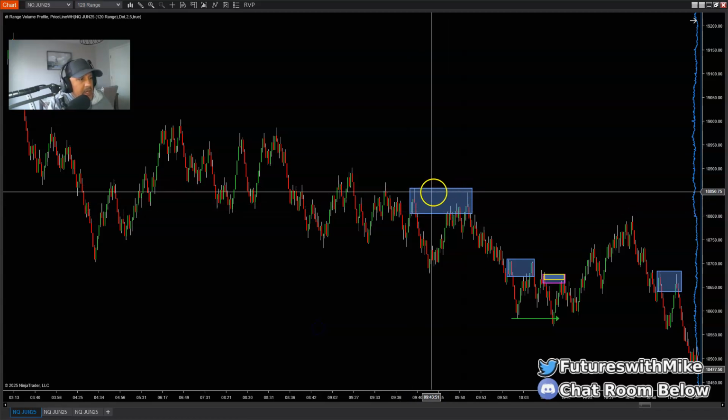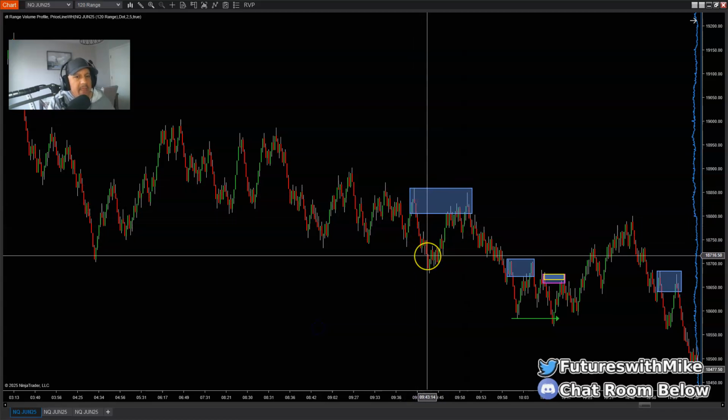This is the key area of supply right here. Why aggressive selling? Now the key, or one of the most critical pieces to the puzzle in how I trade, is that yes, I always want to see a breaker structure.